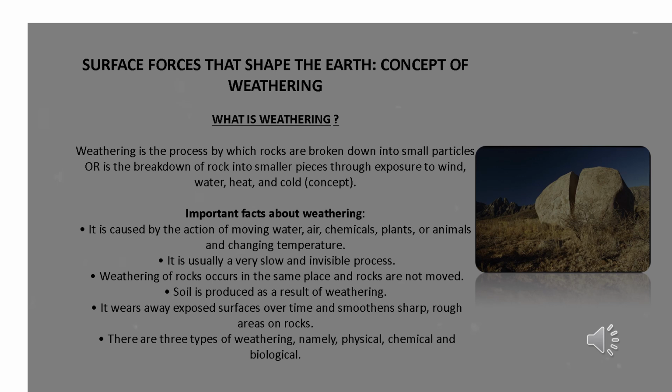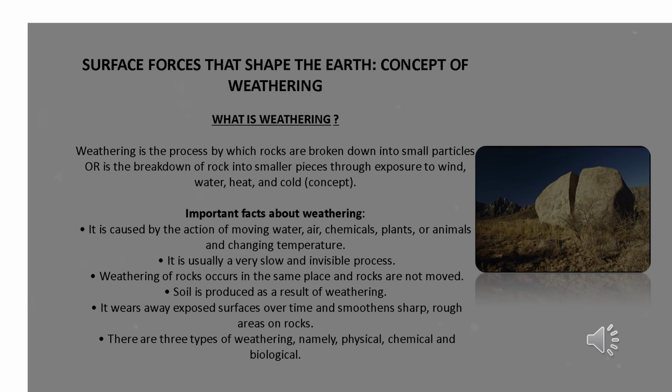What is weathering? Weathering is the process by which rocks are broken down into small particles, or the breakdown of rock into smaller pieces through exposure to wind, water, heat, and cold. Important facts about weathering: it is caused by the action of moving water, air, chemicals, plants, or animals and changing temperature. It is usually a very slow and invisible process.